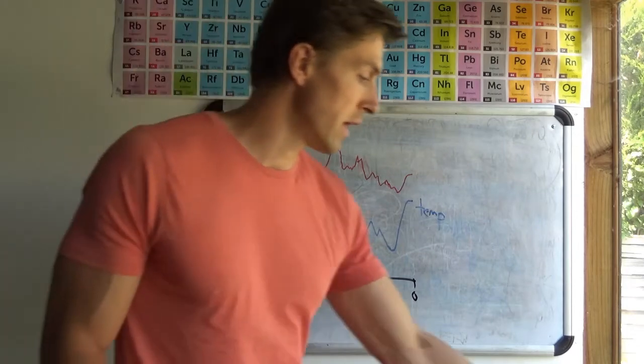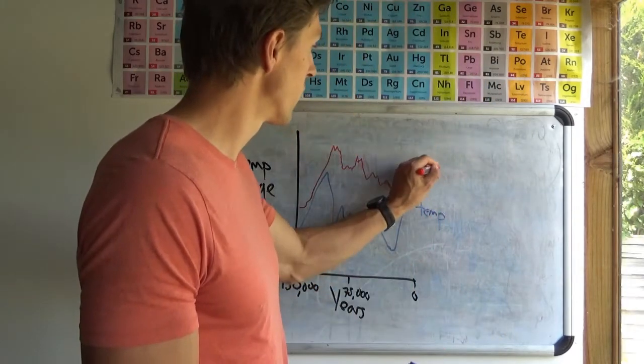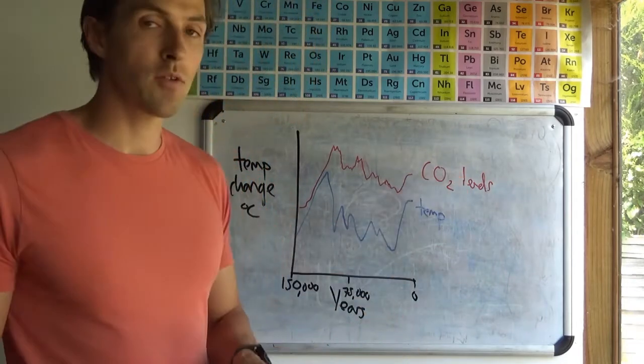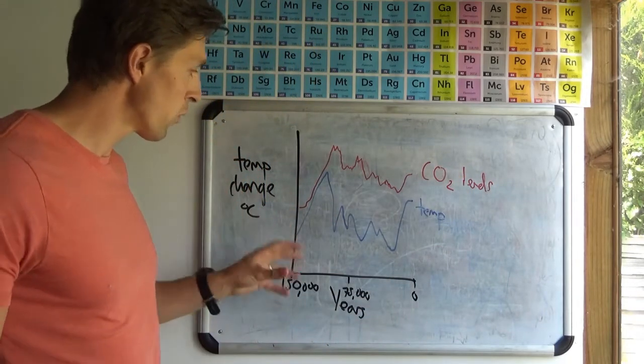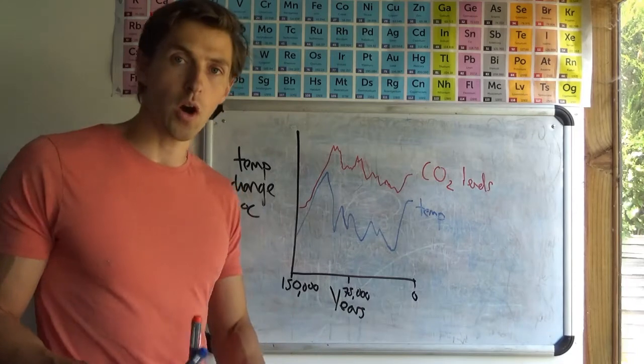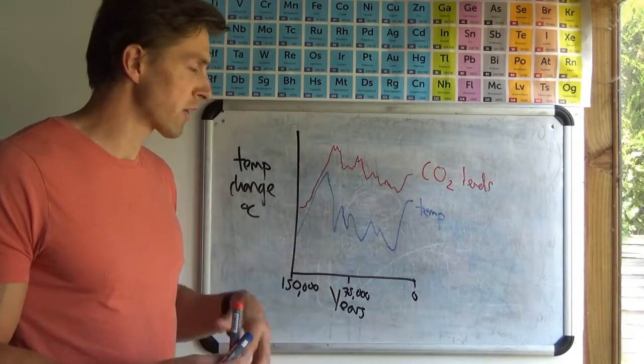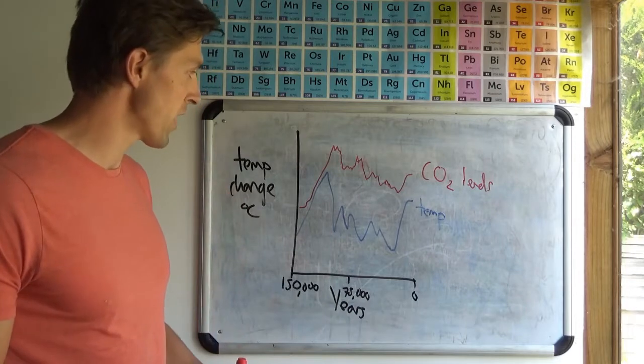And the red one here, well, this is CO2 levels. So these are atmospheric CO2 levels. Now we know this from ice cores. So ice cores can tell us what the CO2 levels have been and the global temperature. So that's how we can find that out.